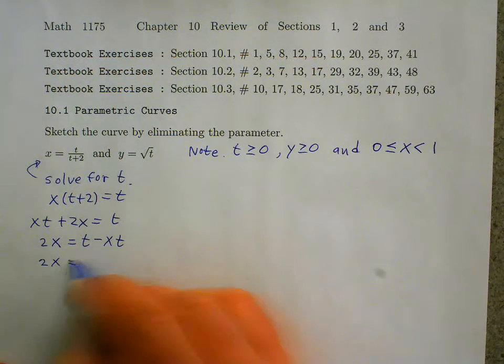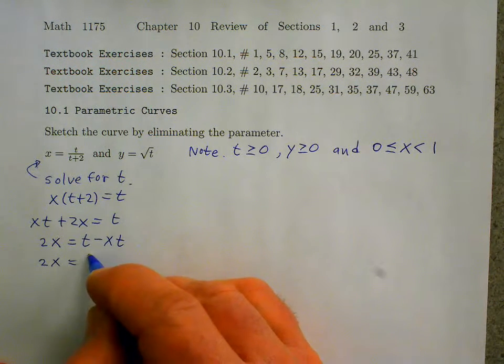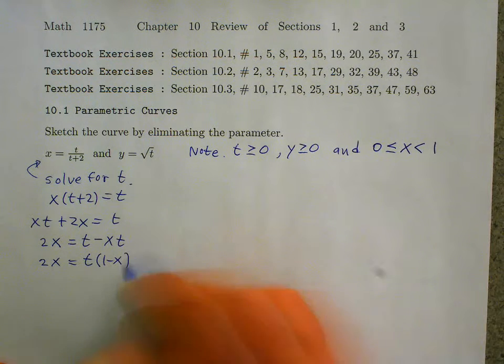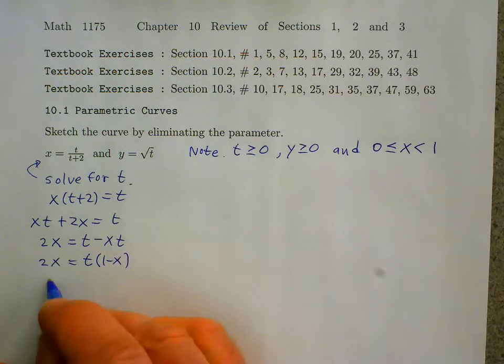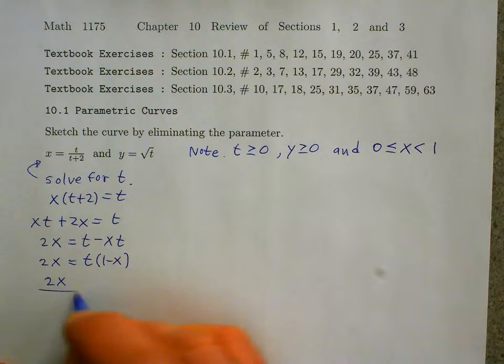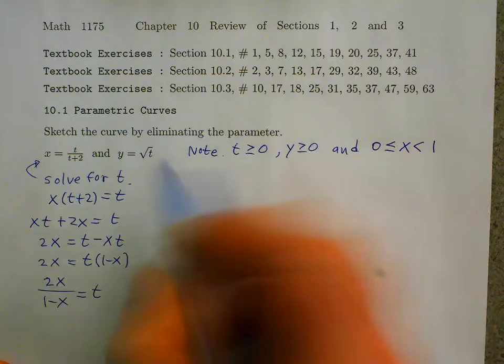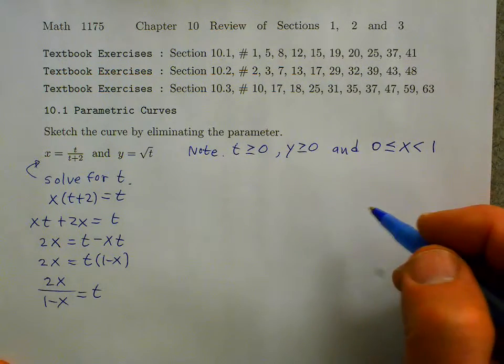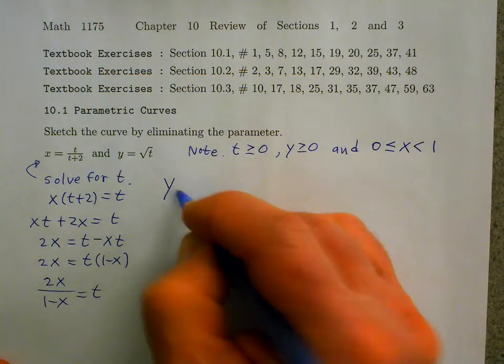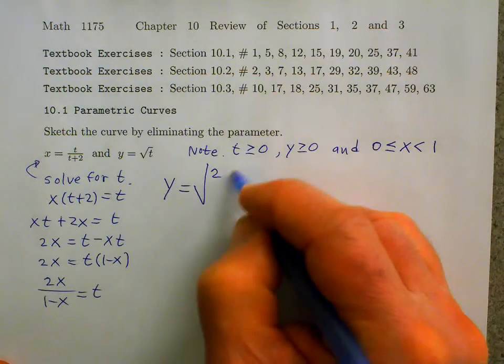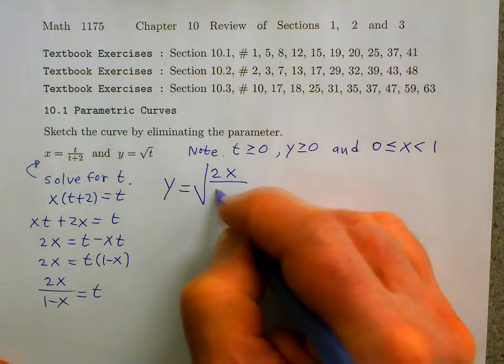Then factor t out, we get 2x equals t times 1 minus x. And 2x divided by 1 minus x equals t. So in the other equation, we replace t with 2x over 1 minus x, and we get y equals the square root of 2x over 1 minus x.